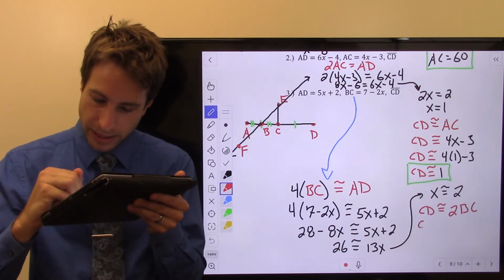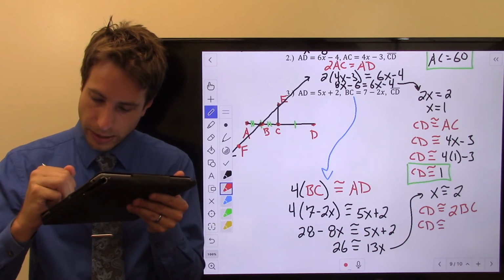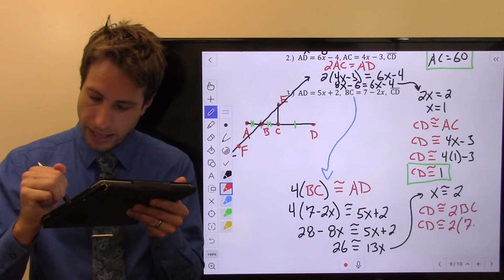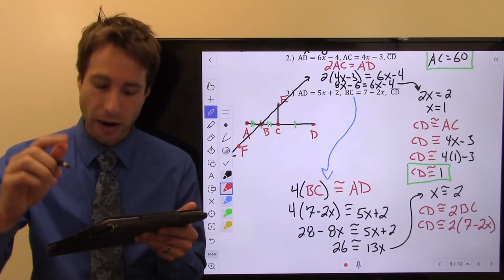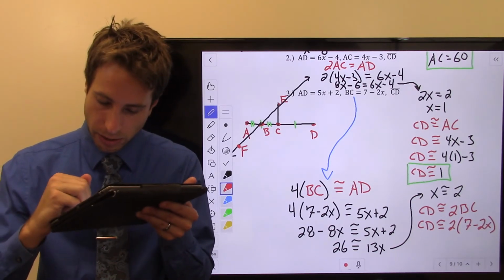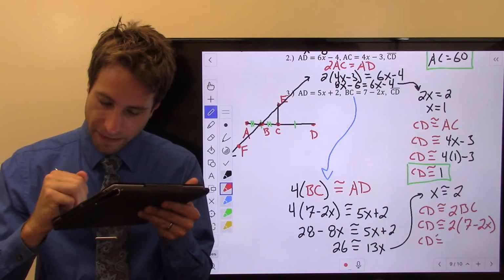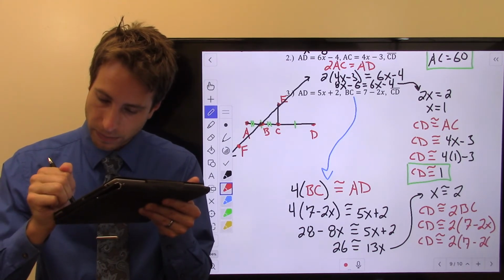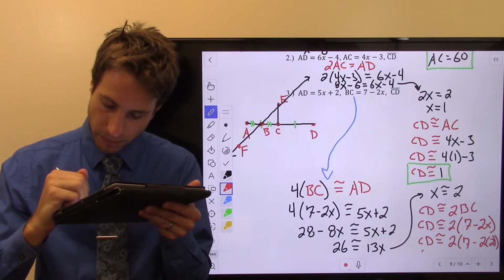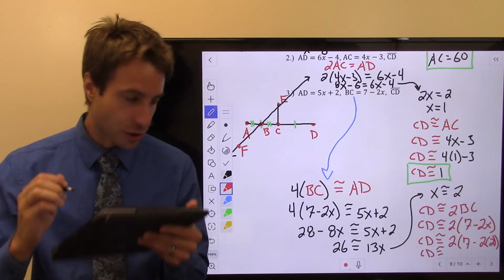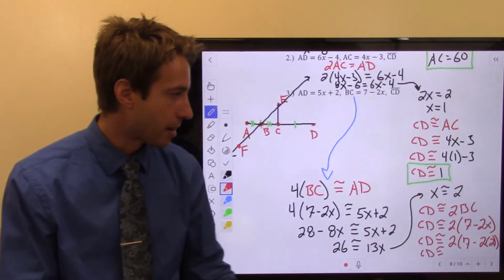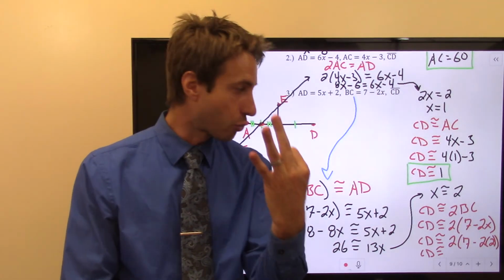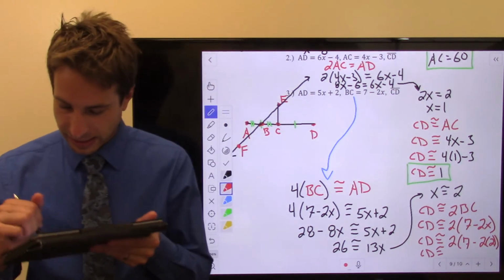So we will simply go 2 times BC. Awesome. Here we go. CD is congruent to 2 times my BC, which was 7 minus 2x, but I already found x. I know that x is 2. Plug and chug. Don't fat finger something on your calculator. I apologize. I am squeezing down here in the bottom. I am so sorry about that. 2 times 2 is 4. 7 minus 4 is 3. 3 times 2 is 6.